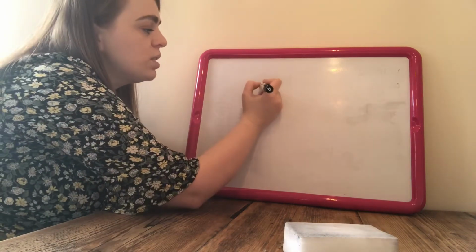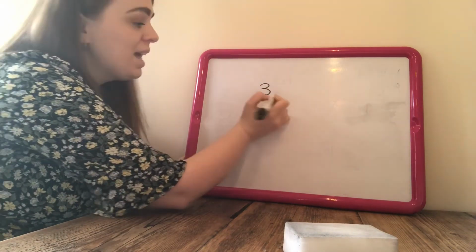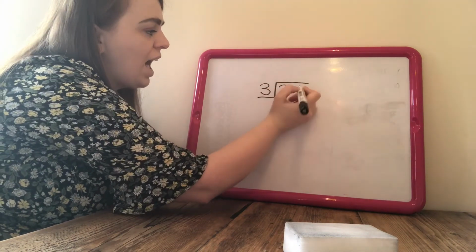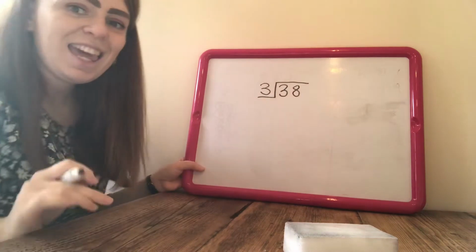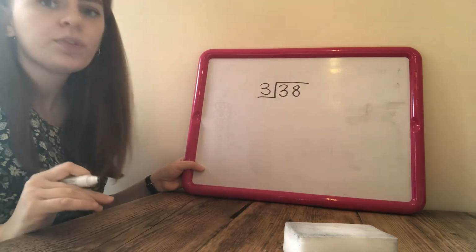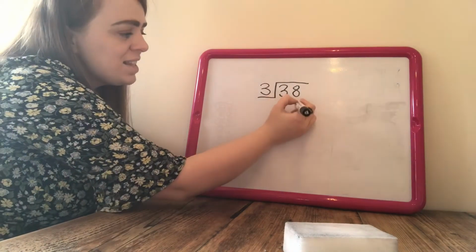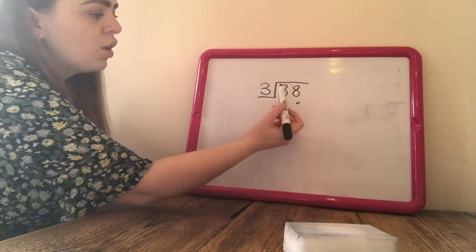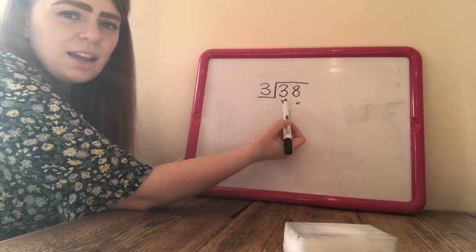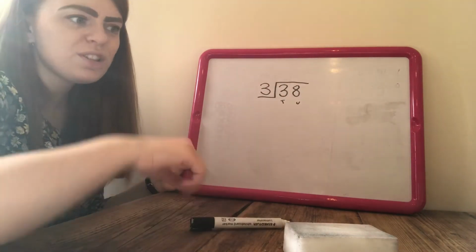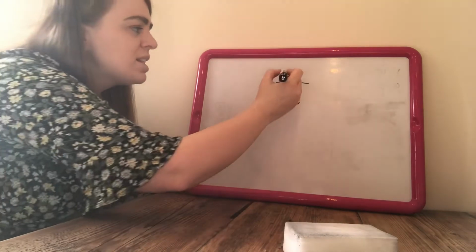So this time we're dividing by 3, and we're going to look at 38 divided by 3. So the strategy is still the same. We're going to look at the tens, then the units column. So we're going to start off by thinking, how many 3's are there in 3? Which is easy, because it's just 1 3 in 3, isn't it, boys and girls?